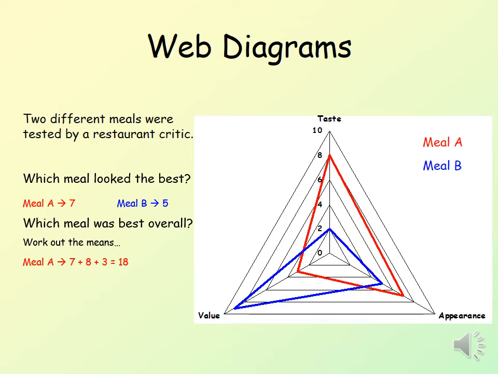Okay, so the 3 is for appearance. That gives us a mean of 6. If we look at meal B, it gives us a total of 2. So in terms of taste, that was a low score. We've got a 5, and we've got a 9 because it was of such good value. Okay, giving us a score of 5.3.